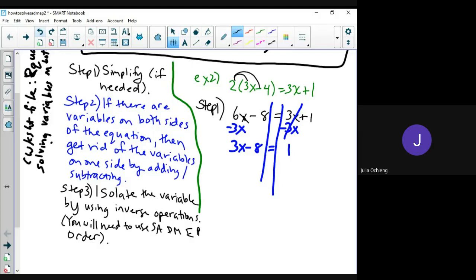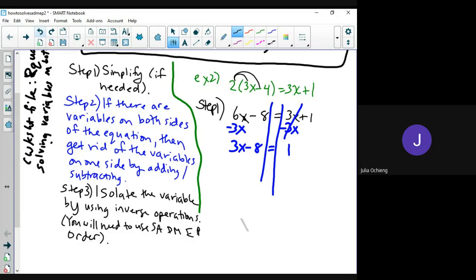And I now have an equation with variables only on one side, which was my goal for step 2. Step 3, isolate the variable by using inverse operations. So you have to do opposite operations. Remember, we have to use SADMEP order, the opposite of PEMDAS. Okay. So I need to get x equals, not 3x minus 8 equals. So I need to solve for x. I need to isolate the x by getting rid of the minus 8 and the 3.